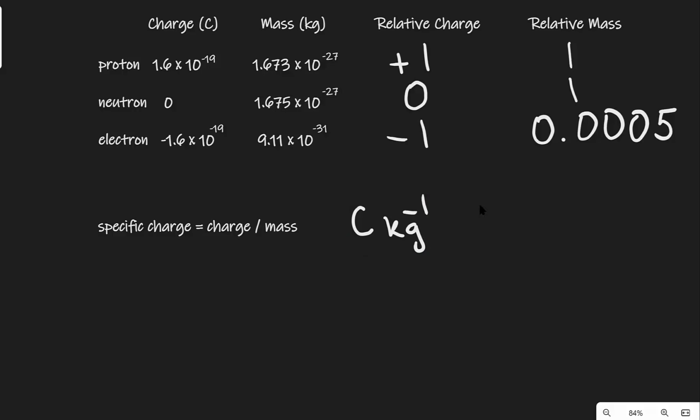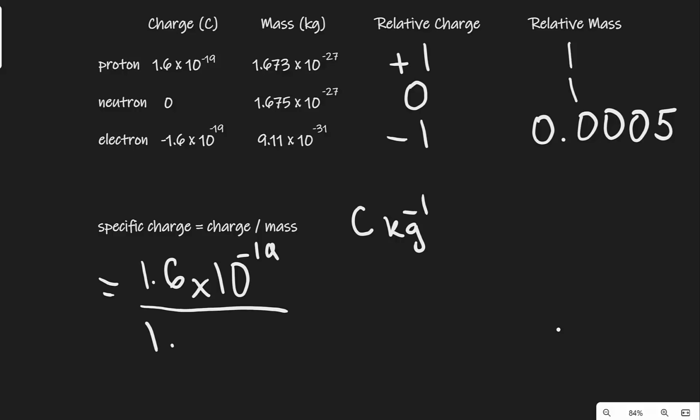Well, let's do a little bit of an example. Let's pick a particle. So shall we just start off with the proton? And what is the specific charge of the proton? Well, in order to find that for the proton, this will be equal to its charge, which is 1.6 times 10 to the power of -19 coulombs. And we're going to be dividing that by the mass of a proton.